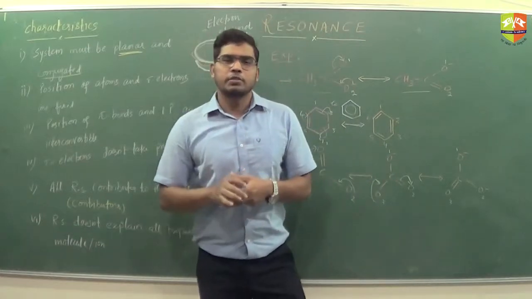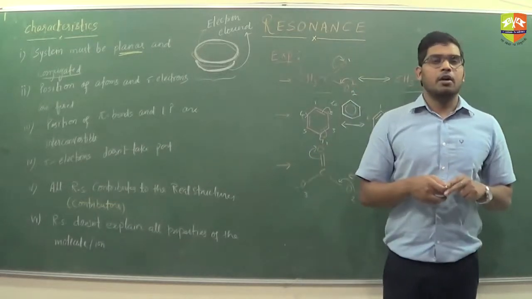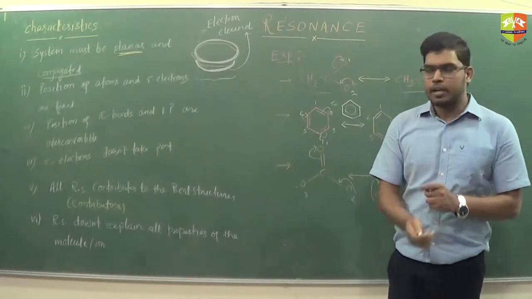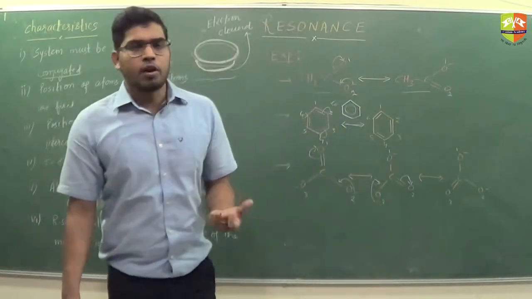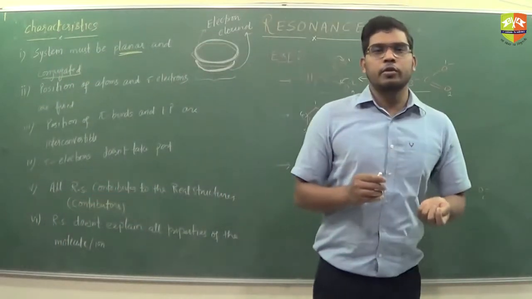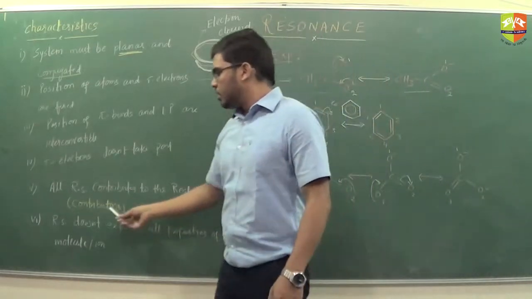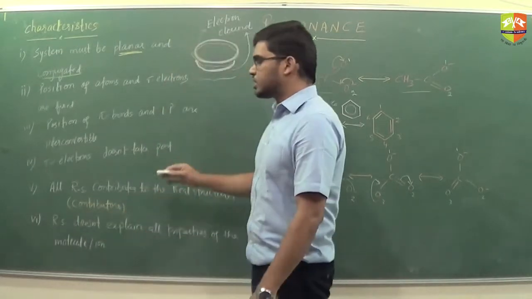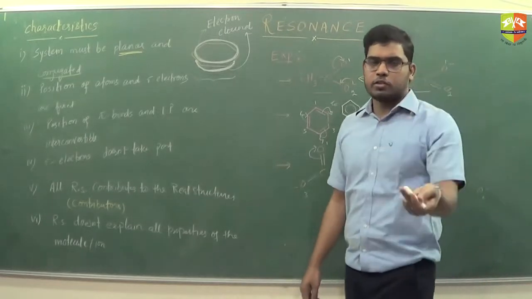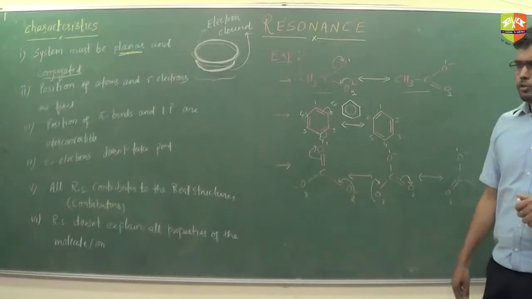So it is possible that all resonating structures contribute equally to the resonance hybrid, or it is also possible that a few structures will contribute more and a few resonating structures will contribute less. In case of more contributing structures, we call those structures major contributors. And the resonating structures which contribute less, we call minor contributors. So contributors are of two types, major or minor. It depends on the stability of those resonating structures. A more stable resonating structure will contribute more to the resonance hybrid. Less stable will contribute less. We'll see that stability part of the resonating structures.